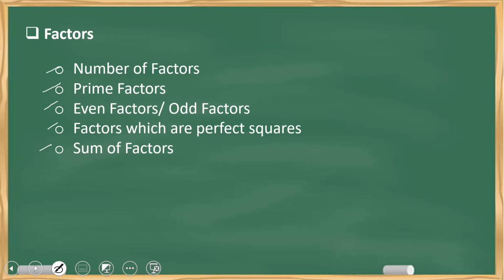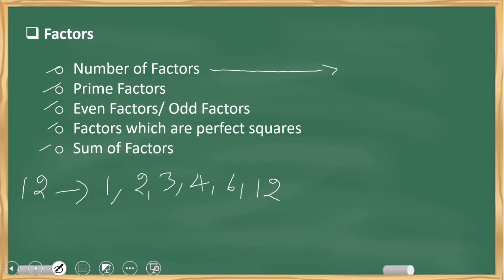So how are these to be solved? Take the same example 12 and write down the same factors: 1, 2, 3, 4, 6 and 12. I'm taking 12 because it is easy to answer the questions. So the first question is the number of factors. How many factors are there for 12? When you count here, 6. And how many are prime factors? There are only 2 prime factors, that is 2 and 3.